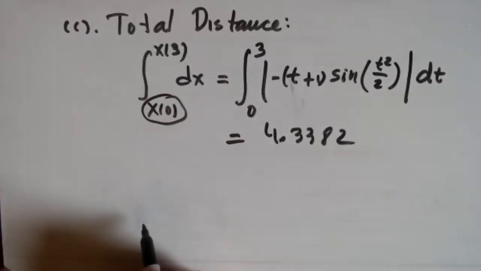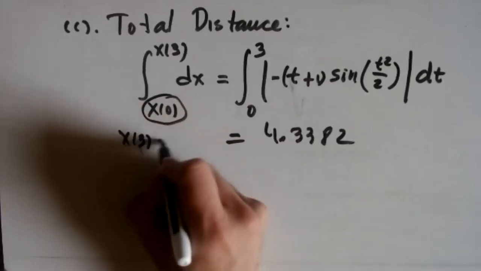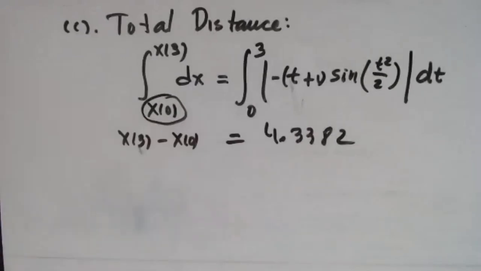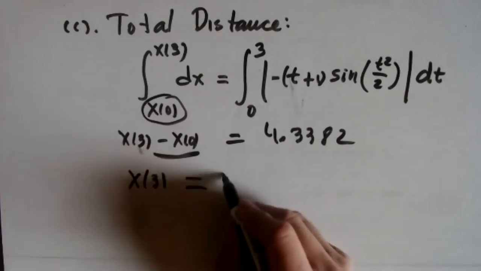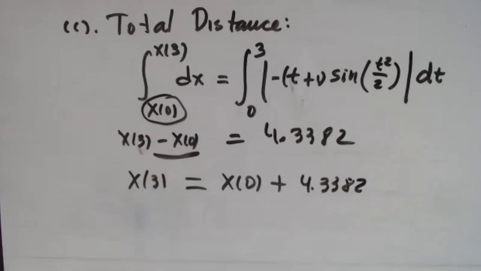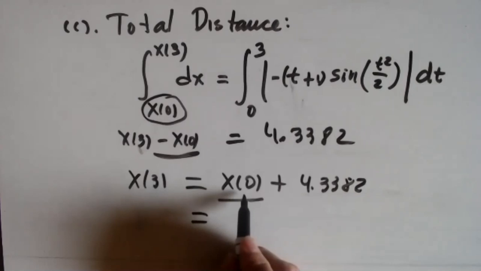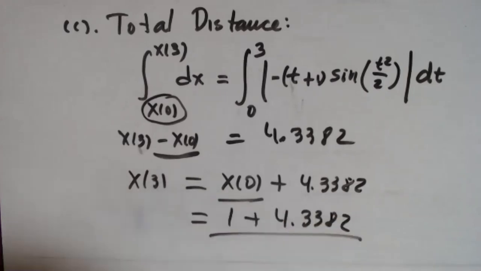X0, yes, this is x of 3 minus x of 0. This is displacement, correct? So what we have to do is play with this one, right? We have to do x of 3 equals x of 0 plus 4.3382. So this is what we have to add. Now, what is this one? X of 0, according with the problem, in 0, the particle is in 1. So it's 1 plus 4.3382. Correct?